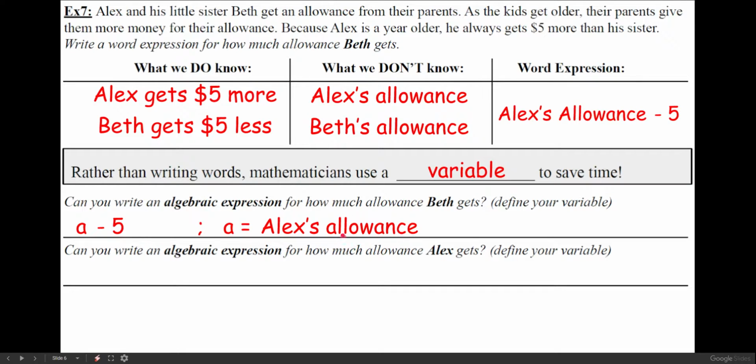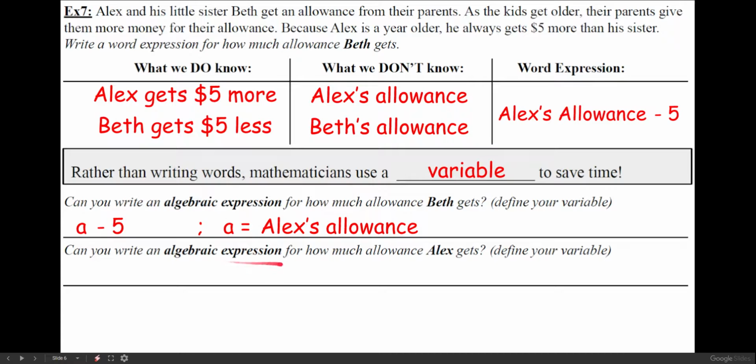And A is Alex's allowance. So let's say Alex gets $10. That means Beth is getting $5. Let's say Alex is getting $11. That means Beth is getting $6. If Alex is getting $12, Beth is getting $7, because it's always $5 less. And that's what we mean when we say a variable could be a number that changes.